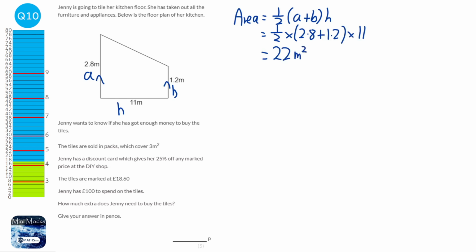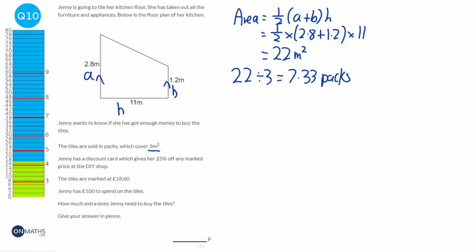And it says here that the tiles are sold in packs which cover 3 metres squared. So if each pack covers 3 metres squared, we're going to do 22 divided by 3, which will be 7.33 packs that we need.